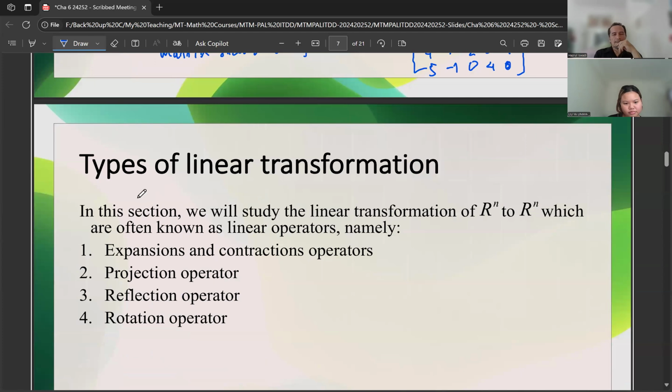Okay. Now we will talk about special types of linear transformation.